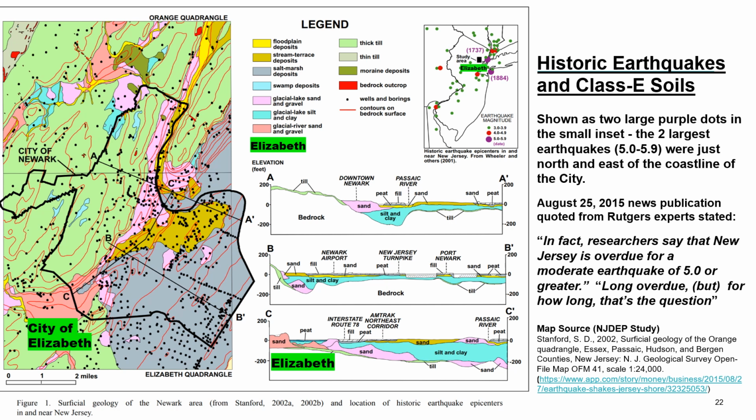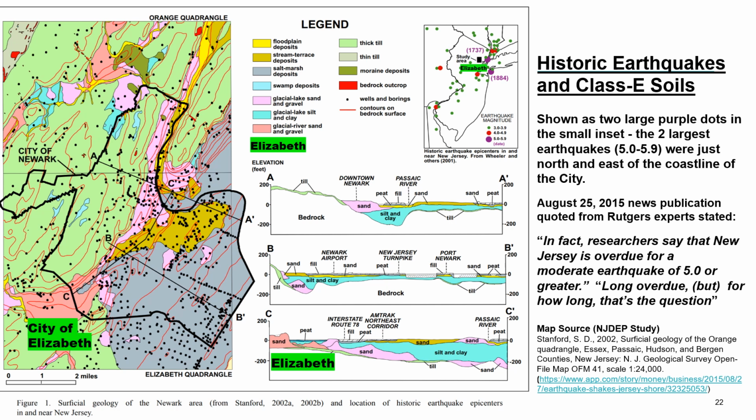The graphic on this slide shows historic earthquakes and Class E soils. Also shown as 2 large purple dots in this small inset, the 2 largest earthquakes, 5.0 to 5.9 magnitude, were just north and east of the coastline of the city. Also in this graphic, you can see that the city sits on top of sand, silts, and gravel.